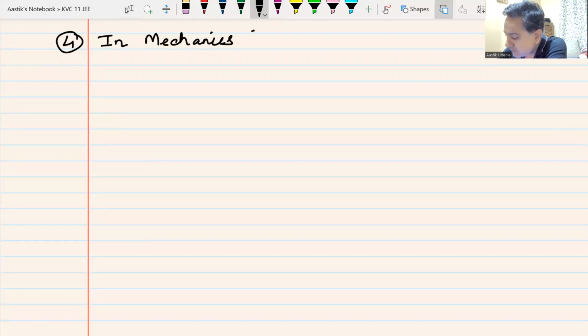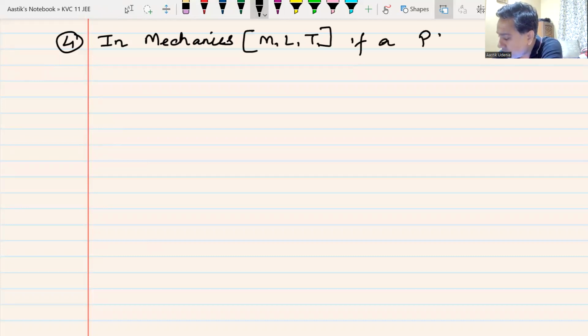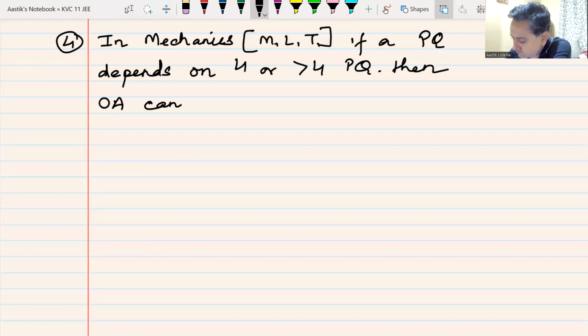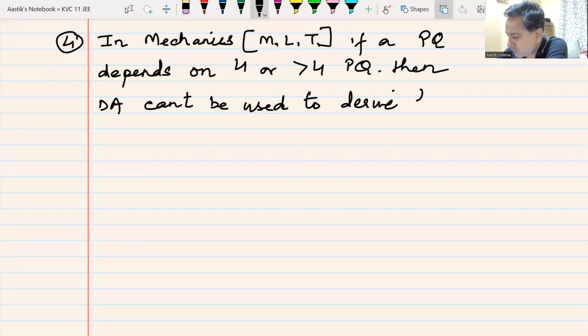So that is one of the limitations of dimensional analysis in mechanics. When I say in mechanics, that means we are dealing with only 3 fundamental quantities, which are M, L, and T. If a PQ, meaning physical quantity, depends on 4 or greater than 4 physical quantities, then dimension analysis can't be used to derive the formula. Do we understand this?